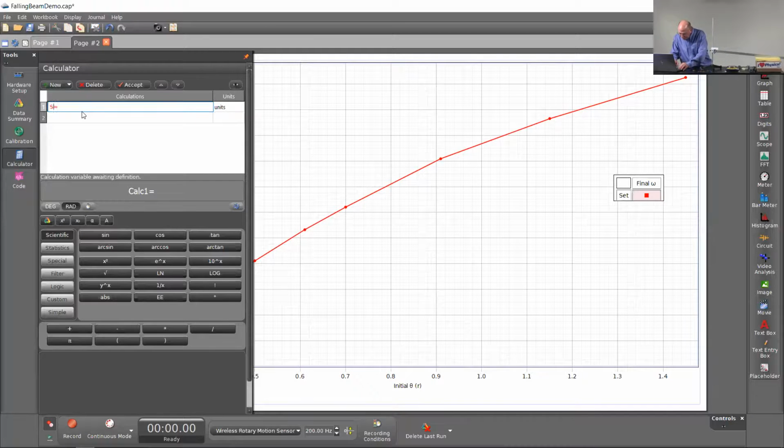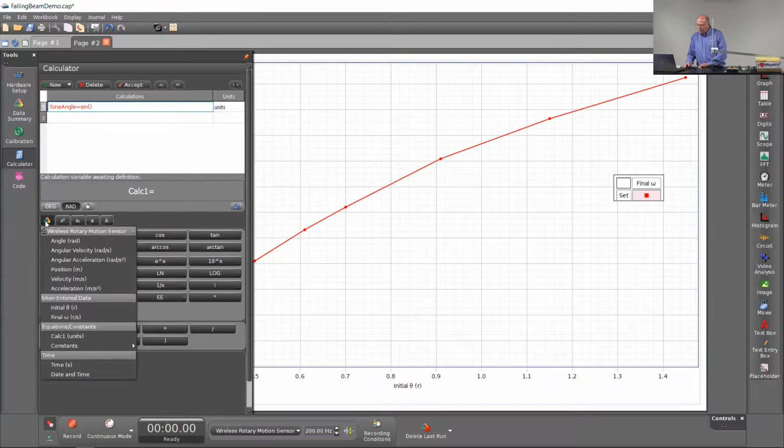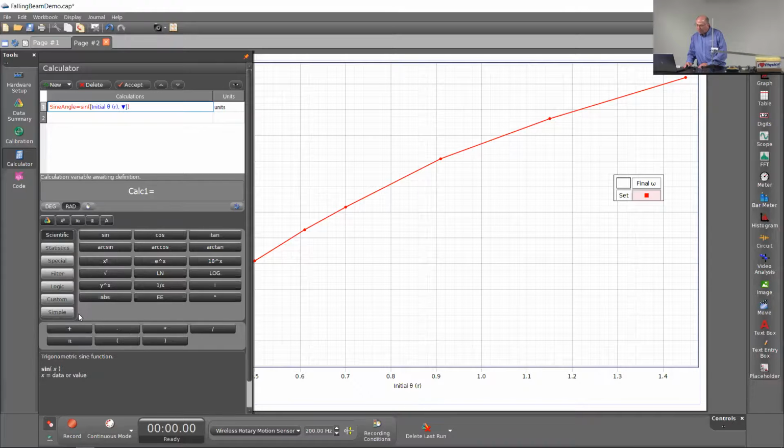I'm going to call that sine angle. And down here are different functions. I'm going to pick sine. And then the measurements, maybe SparkView is a little easier to see this, but in Capstone, the icon to say data measurements is this little rainbow triangle. And so if I click that, I can see my initial angle shows up here.